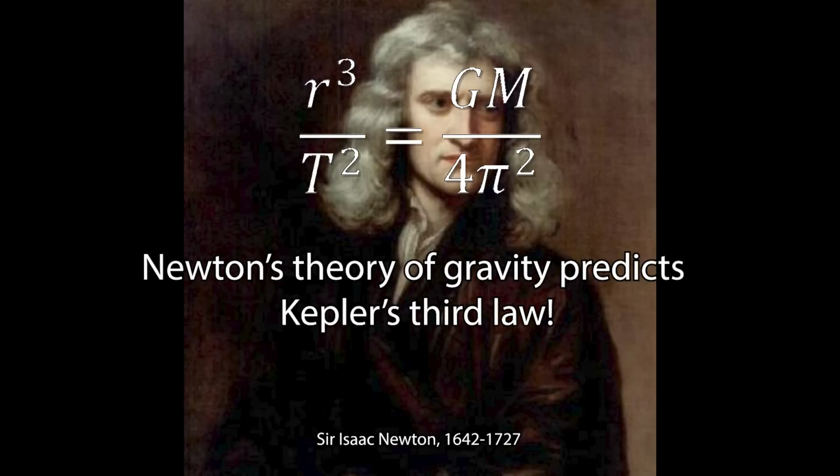But not only that, it predicts a more generalized version of it, because it doesn't just apply to planets orbiting the sun. Instead, we find that r cubed over t squared is constant for all bodies in gravitational orbit around the same central body, whatever that may be. Newton found that there is no distinction between terrestrial and celestial mechanics. There's just mechanics. He was able to unify the two and show that the same laws of physics apply both down here and up there.